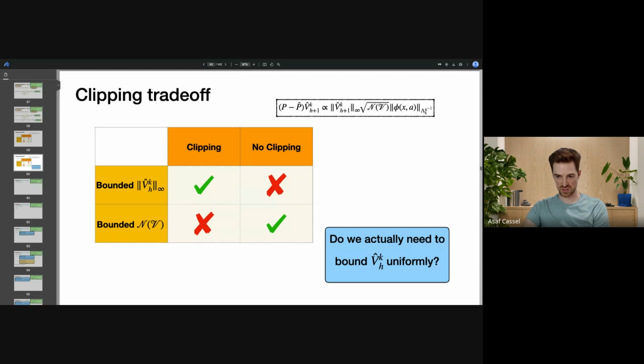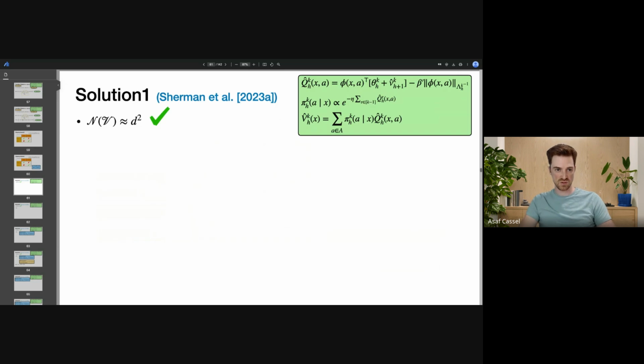And the way that Sherman et al. approach this, in a sense, is to ask: do we actually have to bound v hat uniformly? Or can we bound it only for some of the states, or over a good event? Okay, so let's go back a bit to the unclipped version.